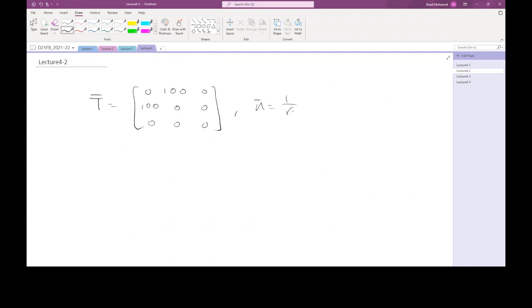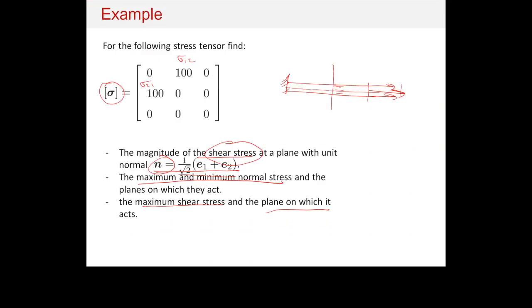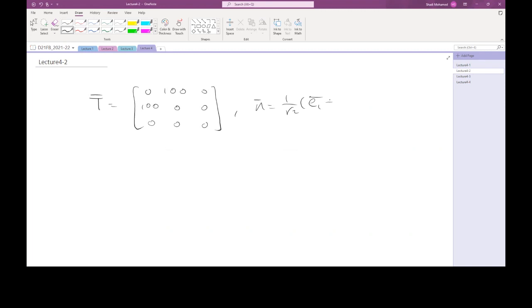It is 1 over square root of 2 of E1, the first basis vector, added to E2, the second basis vector. Now, the first basis vector, I'm just going to write them down. So it is 1, 0, 0, and the second basis vector is 0, 1, 0. Right, you agree with that? And then n is going to be 1 over square root of 2, 1, 1, 0.